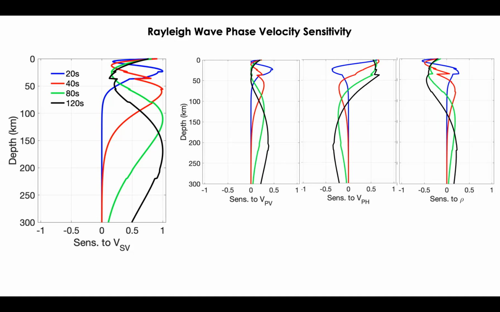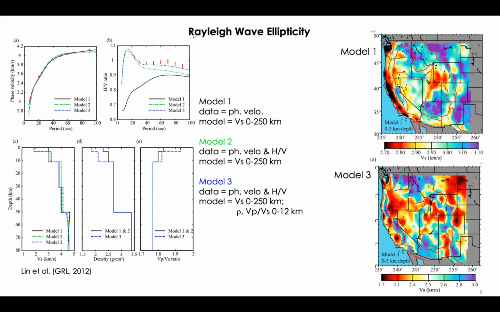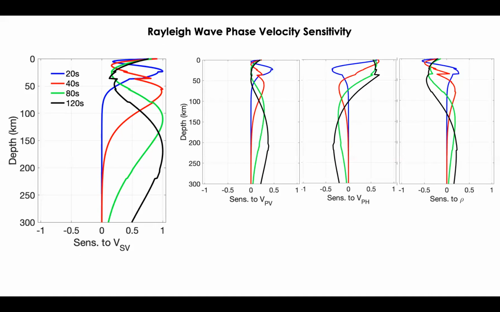One advantage to considering these other observables is that their sensitivity to elastic structure complements that of phase velocity, which I'll show later in this presentation. And another advantage is that ellipticity and amplification are local scale observables. They're mainly sensitive to elastic structure right at the station, unlike phase velocity, which is integrated along the path.